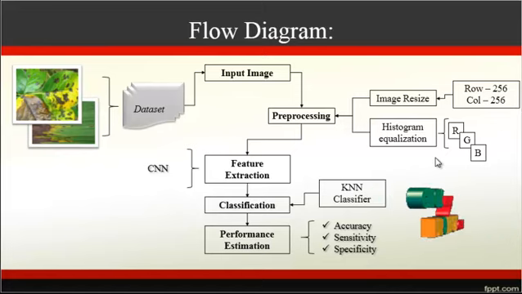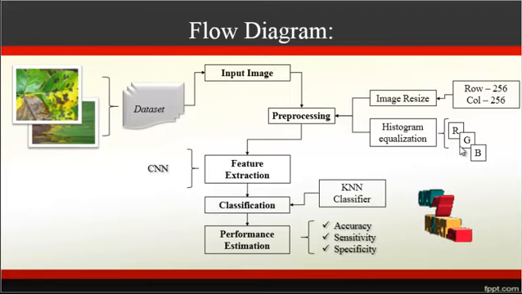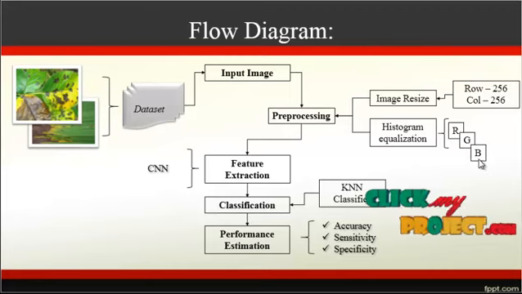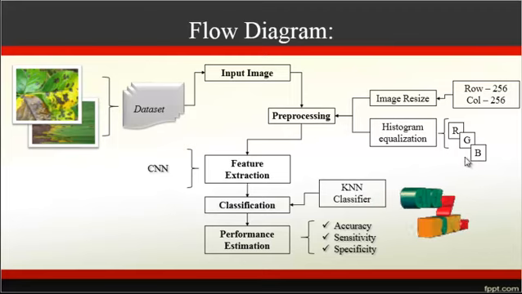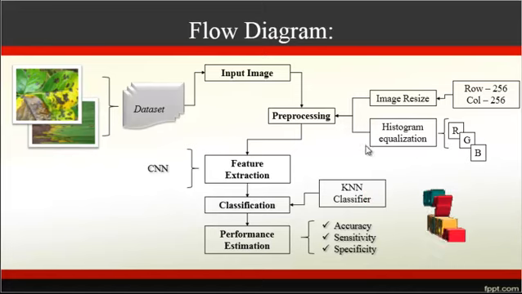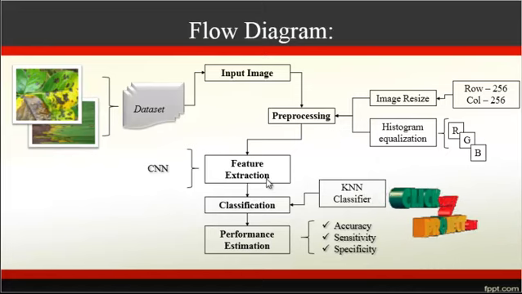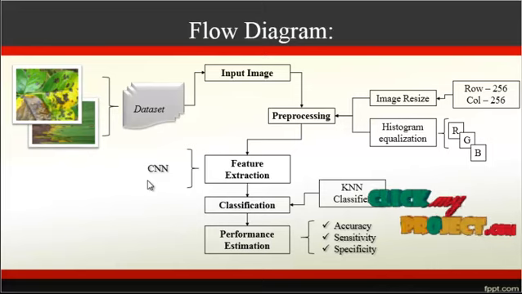In this histogram equalization, the image is converted into subbands like R, G, B. R represents the red channel, G represents the green channel, and B represents the blue channel. After converting into the red, green, blue channels, the histogram equalization will be carried out for each and every channel. After the pre-processing, the enhanced image will be carried through the feature extraction. In this feature extraction module, the CNN is applied to extract the features from the image. CNN is abbreviated as convolutional neural network.